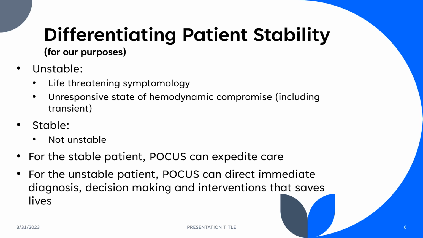Really, in both of these patients, point-of-care ultrasound can be really helpful. For the unstable patient, it can be utilized to identify where there could be a bleed or a hemothorax or a pneumothorax and immediately treat that problem. In a stable patient, it might not be quite so straightforward, but it can help guide more of a longer-term approach to care. So for the unstable patient, we can direct immediate diagnosis and decision making, whereas for the stable patient, it can expedite care that the patient would probably eventually get. It can just help you get there faster.